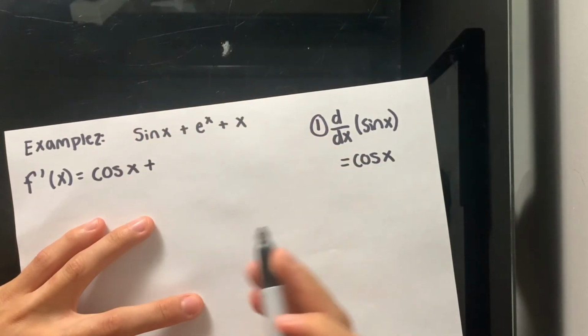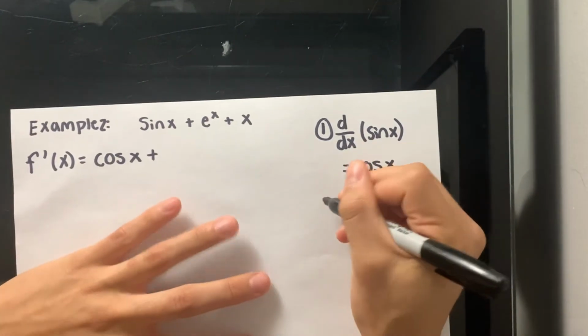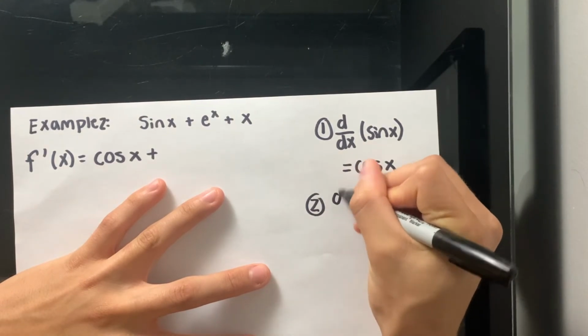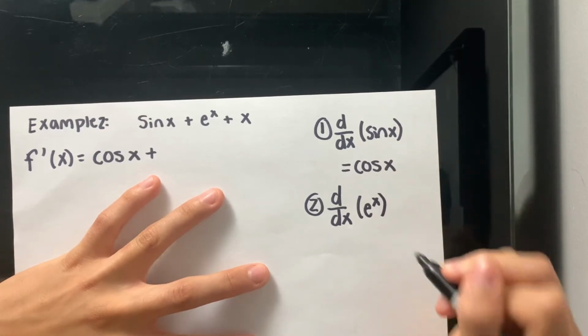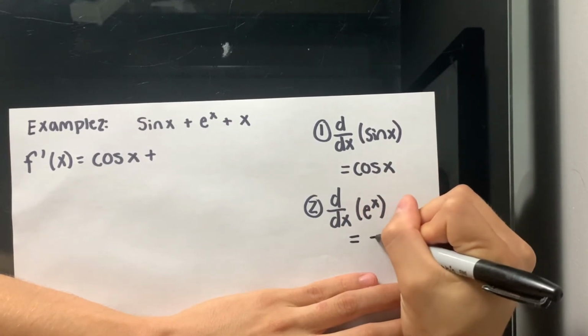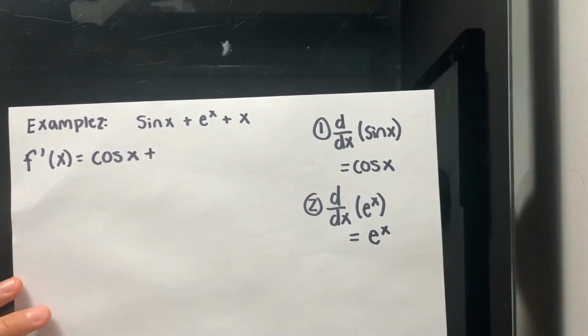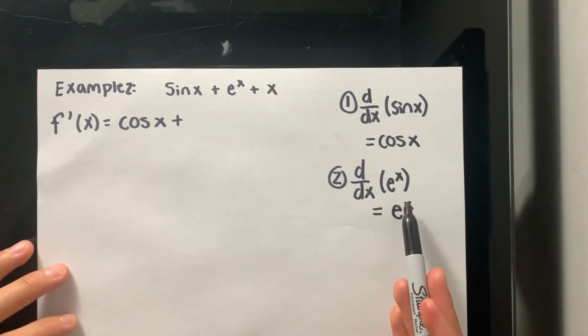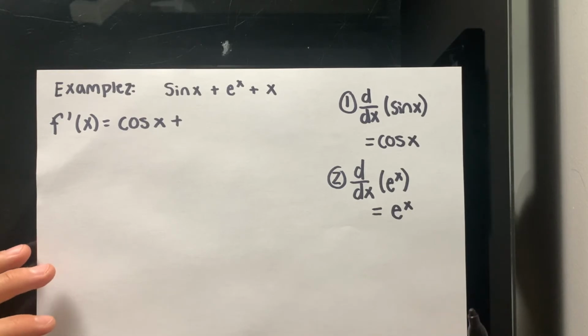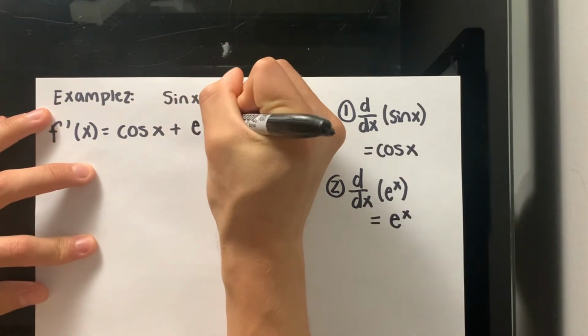The next term is the exponential function. So doing the derivative with respect to x of e to the x gives you e to the x. If you remember from the beginning, the derivative of an exponential function, e to the x, is e to the x. So let's put that in.